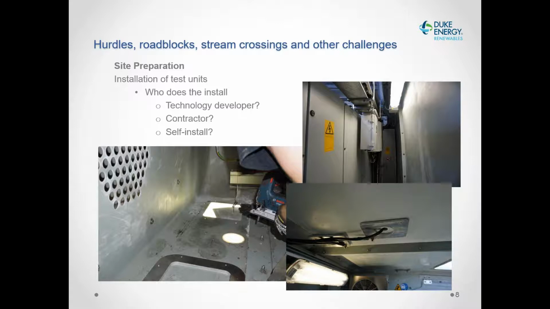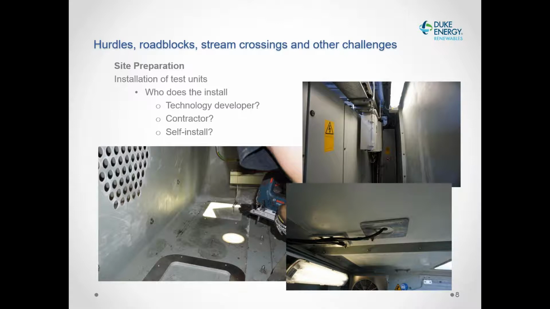So just some photos of the inside of a nacelle. This is for the installation of the bat deterrent systems. So you need site preparation. You need to install these units. In a lot of cases, the technology developer does not install, so you have to find somebody to do the installation. Are you going to use a contractor, or are you going to self-install?